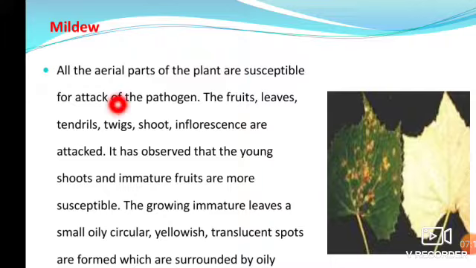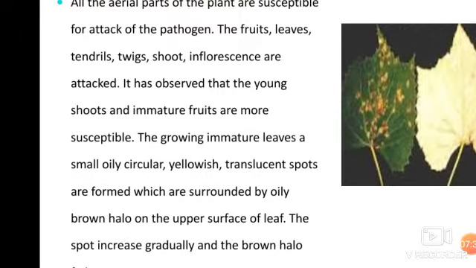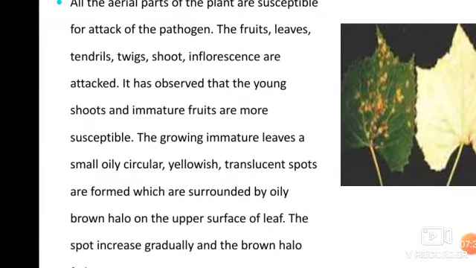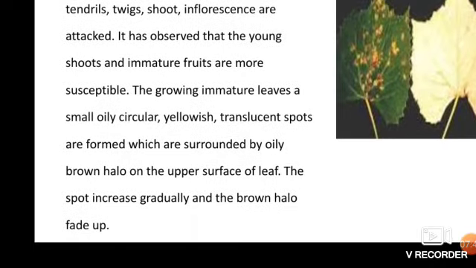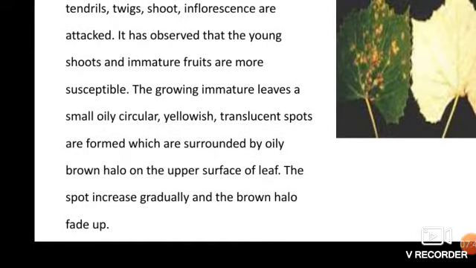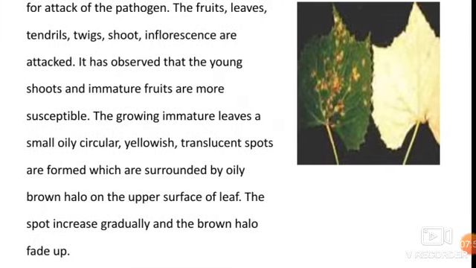Here all the aerial parts of the plants are susceptible to attack of the pathogen. The fruit, leaves, tendrils, twigs, shoots, and inflorescence are attacked. It has been observed that the young shoots and immature fruits are more susceptible. On growing immature leaves, small oily circular yellowish translucent spots are formed, which are surrounded by an oily brown halo, and appear on the upper surface of the leaf. The spots increase gradually and the brown halo fades.